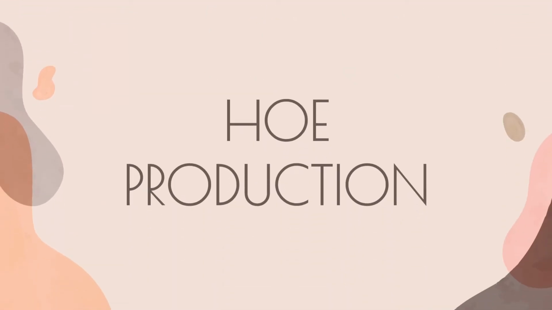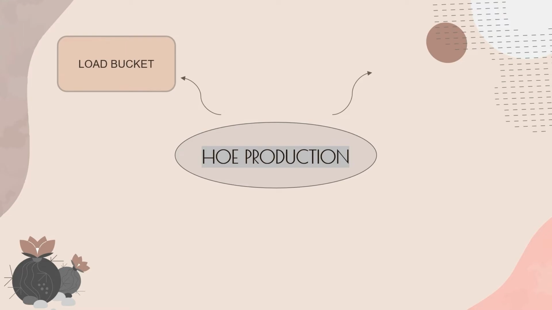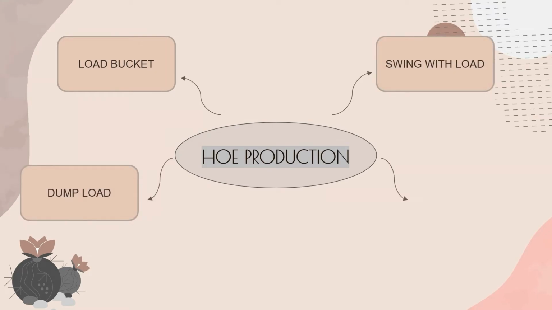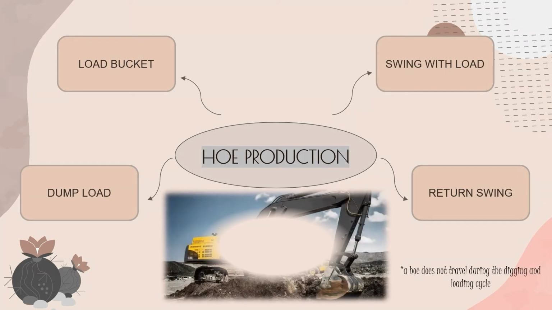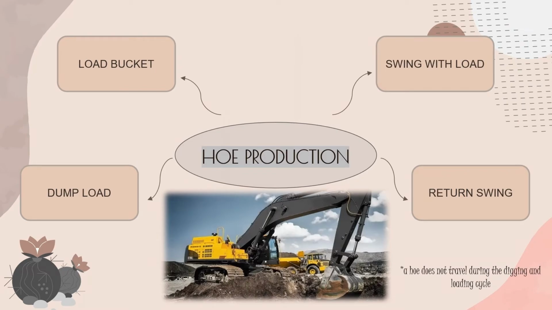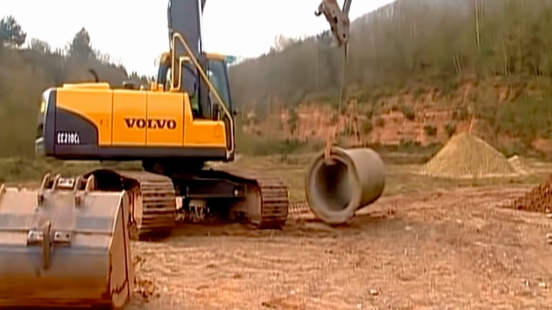Hoe production. There are 4 elements in the production cycle of a hoe. First, load bucket. Second, swing with load. Third, dump load. Fourth, return swing. It should be noted that a hoe does not travel during the digging and loading cycle. Travel is limited to moving away from the face of excavation as the work progresses. This video shows a crawler-mounted hydraulic hoe lifting capacity.